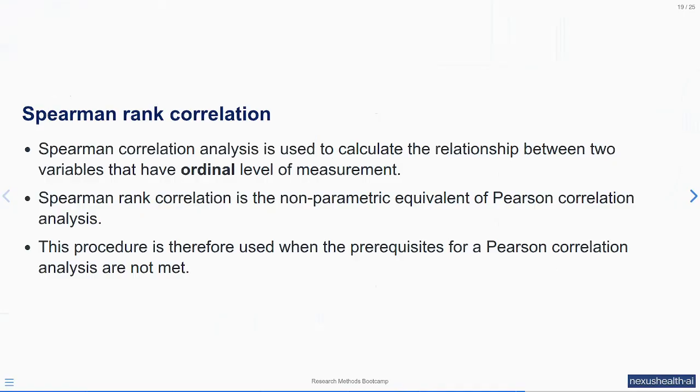And we already stated those two assumptions earlier. The first of which was that both must be normally distributed. So if both sets of variables are not normally distributed, then we can use Spearman rank correlation.